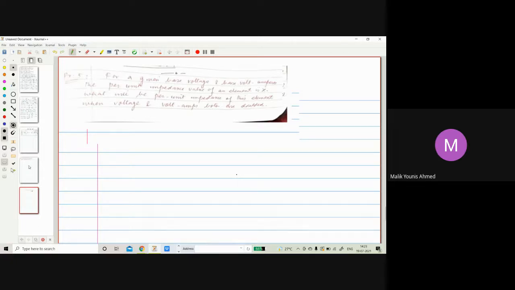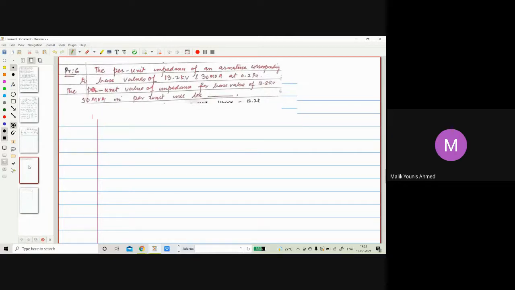Okay, per unit impedance of an armature corresponding to the base value of 13.2 kV and 30 MVA is 0.2 per unit. Find the per unit value of impedance for the new base values. So new base values have been given. Old, you have to, very simple. This is one of the GATE questions.